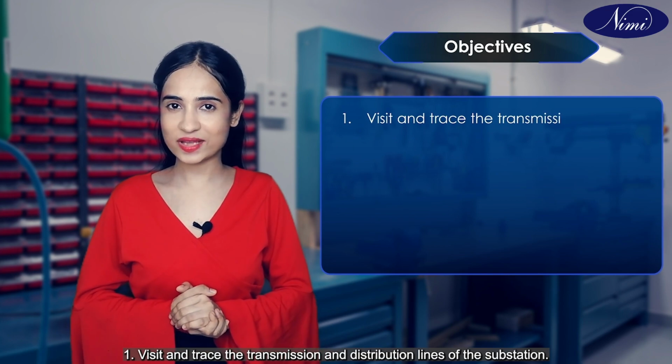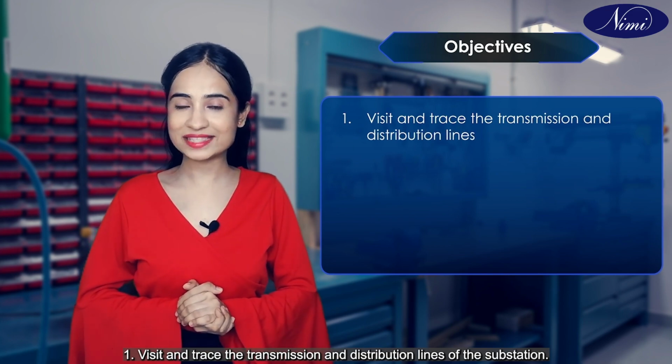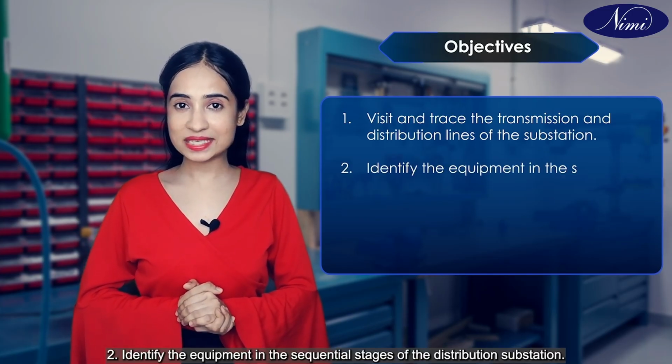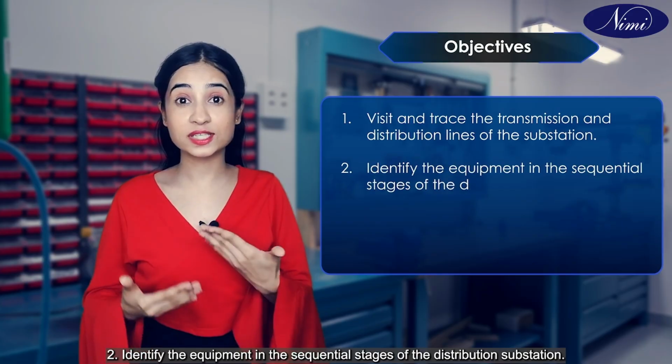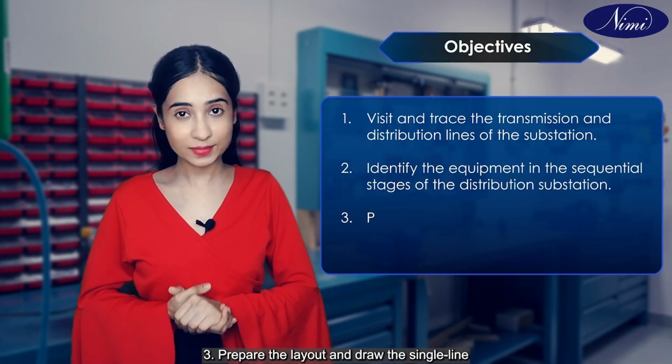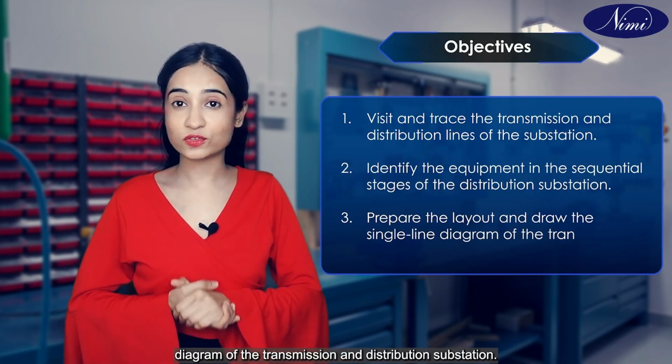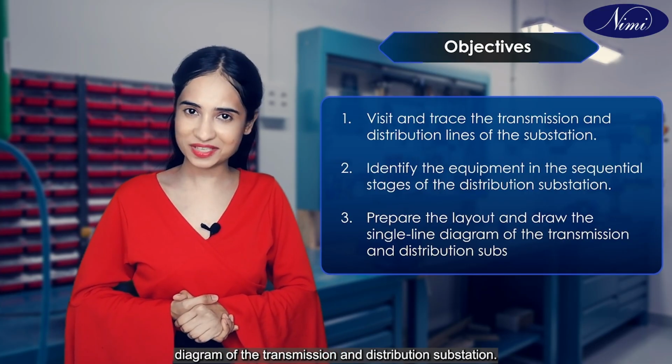Number 1. Visit and trace the transmission and distribution lines of the substation. Number 2. Identify the equipment in the sequential stages of the distribution substation. Number 3. Prepare the layout and draw the single line diagram of the transmission and distribution substation.